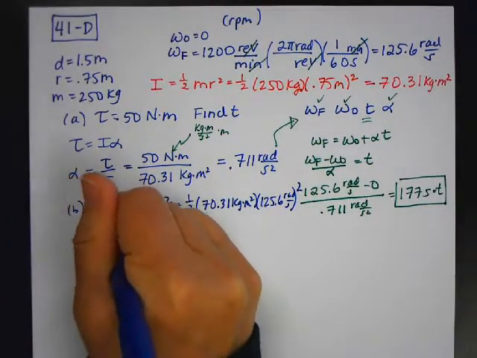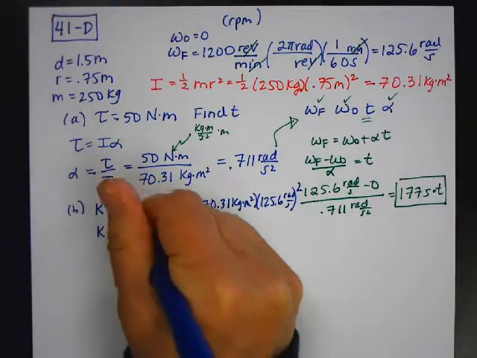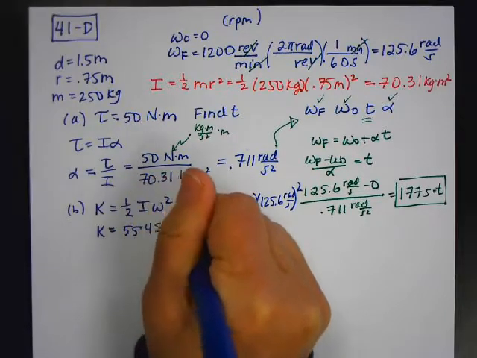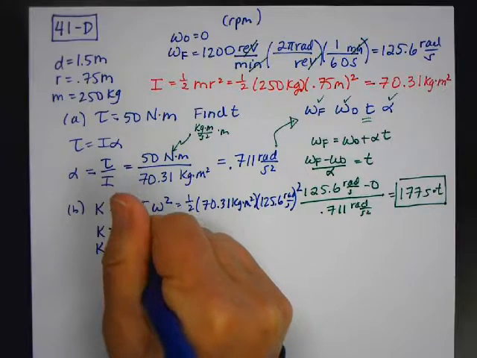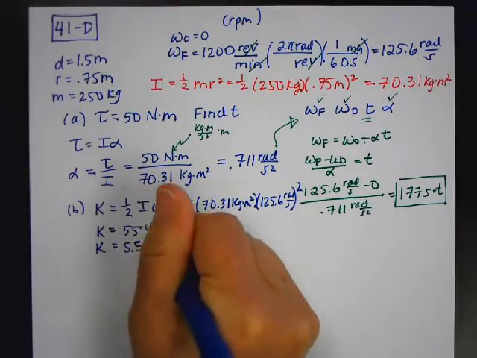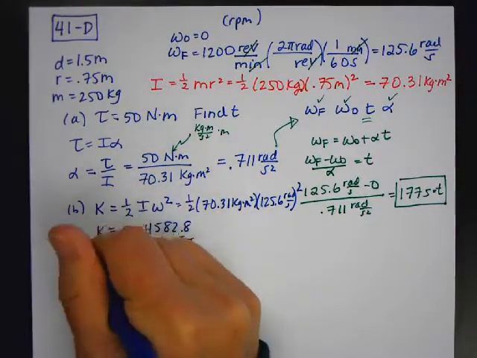When you do it on your calculator, you get a big number, 554,582.8, but we're going to put it in significant figures, so 5.55 times 10 to the 5 joules.